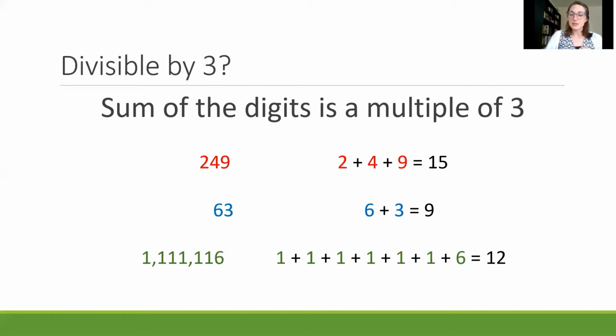Same thing, 63, we do 6 plus 3 equals 9. And I know that 3 times 3 is 9, right? 9's nice because it's small enough to work with, but that means that 63 would be divisible by 3. And even if we got as big as 1,111,116, when I add all of those together, they add up to 12. And I know that 12 is 3 times 4. So that means because 12 is a multiple of 3, that 1,111,116 is divisible by 3.